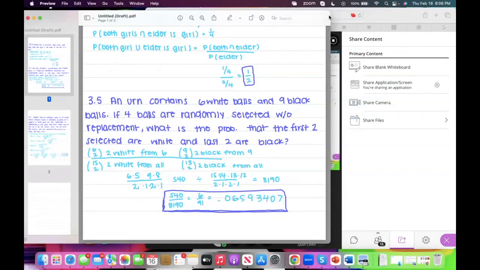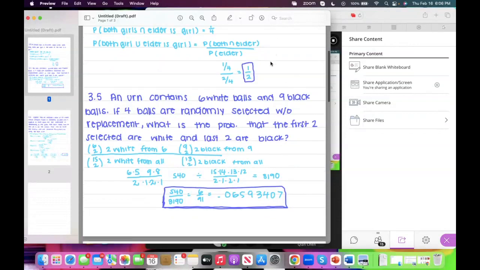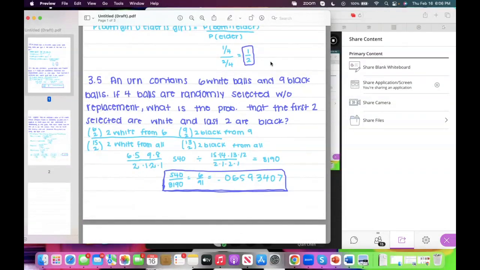Okay, I have a question. Yeah. I don't think I'm understanding you. Sure. So out of 6, you choose 2 because you need the first 2 white balls, and the last 2 to be black. So, 9 choose 2. I just don't understand your notation. You have out of 6 choose 2, then you have 2 white from 6. Or that's your own explanation.